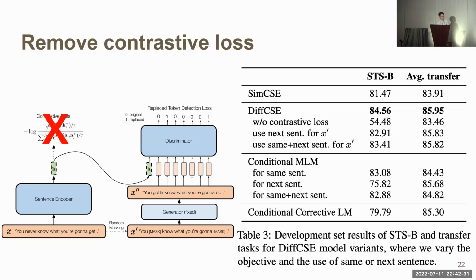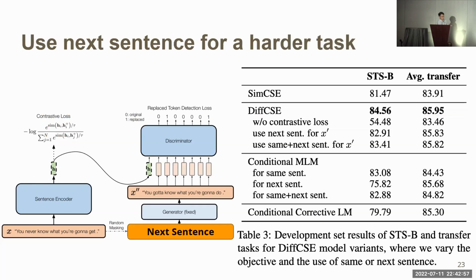The first experiment is to remove the contrastive loss and only use the replaced token detection loss to train our model. But the performance becomes much worse. So this result indicates that it's very important to have insensitive information and the sensitive information in the embedding space at the same time. The next idea is to use the next sentence as the input of the generator and discriminator. This will create a more difficult task for the discriminator. But the result is not better than DiffCSE.